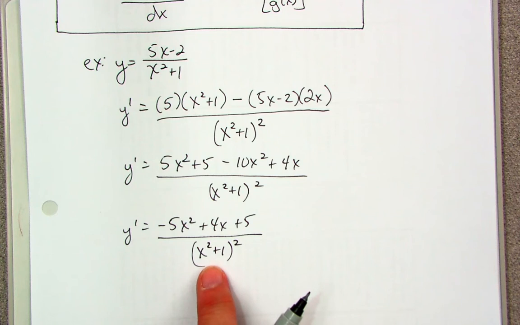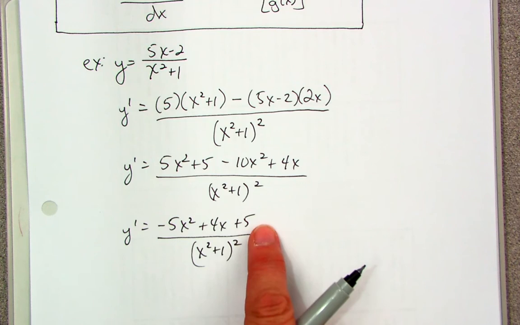This cannot be factored any further. That is not a difference of squares, and there is no addition of two squares. And so this factor is clearly not up here, so we are done.